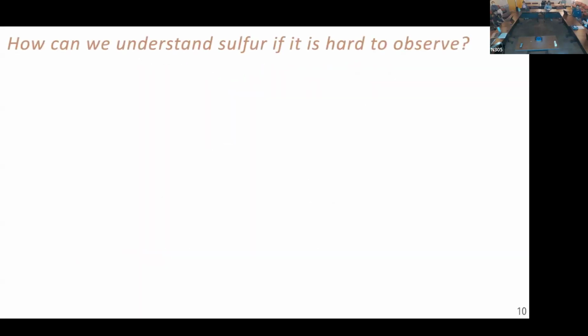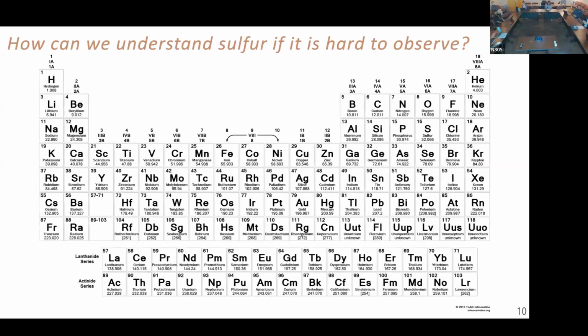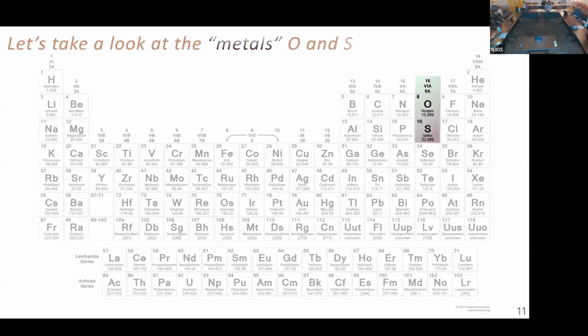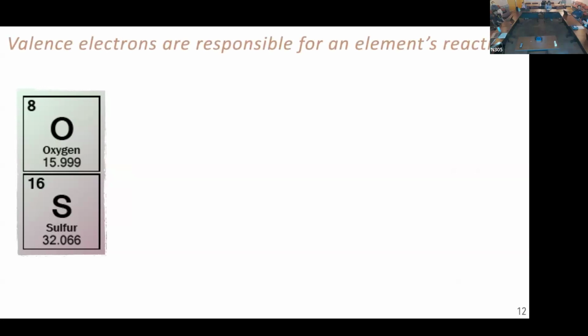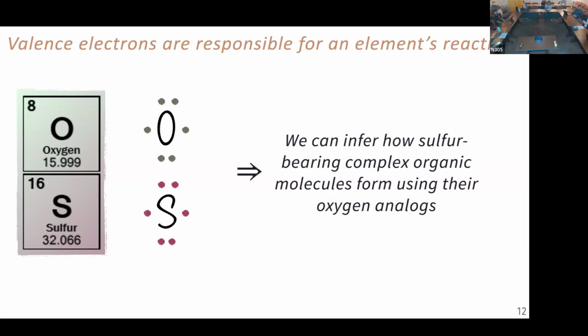So if it's so hard to observe, how can we model it? How can we understand it? We go to our periodic table and we just take a look at the chalcogens. So this kind of hurts my chemist background, but since I'm talking to astronomers here, valence electrons are responsible for an element's reactivity. You might remember this from high school chemistry. So there's 6 valence electrons. And so modelers leverage the fact that oxygen and sulfur have the same number, and so we can infer how sulfur-bearing compounds form or react based on their oxygen analogs.